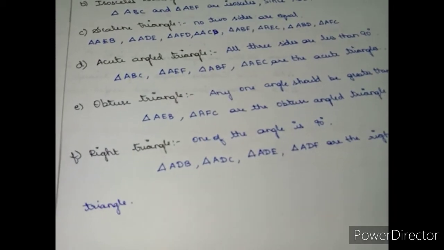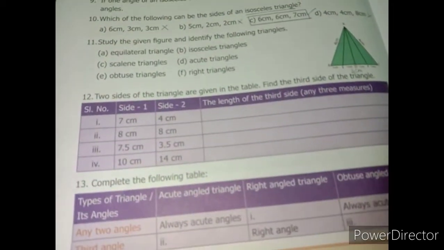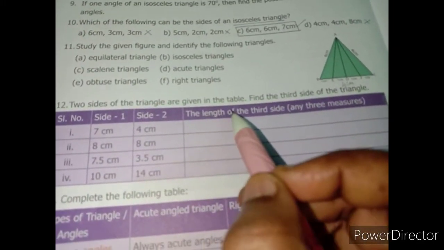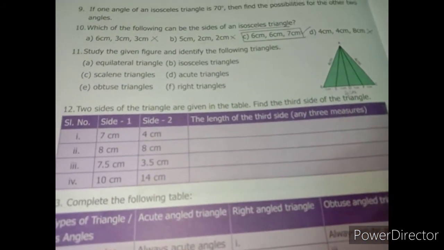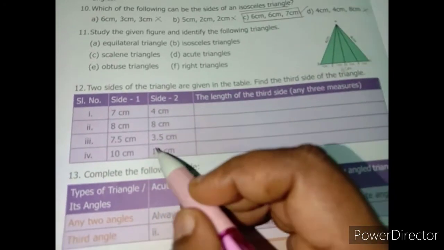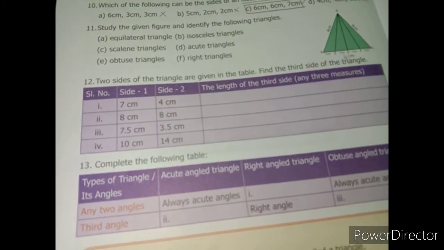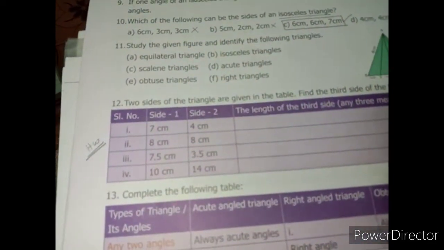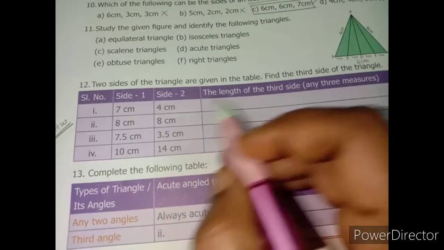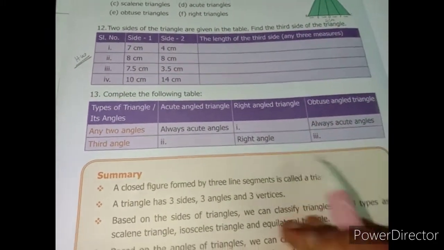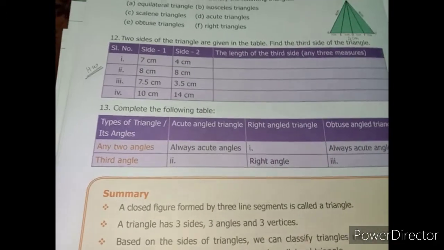Okay, so next question. If you see the 12th question, two sides of a triangle are given in the table. Find the third side of the triangle. So this one we have already seen. The same pattern we have seen in exercise 4.1. So this one I'm going to give as homework for you. So the 12th sum is going to be homework. So 13th sum, complete the following table.